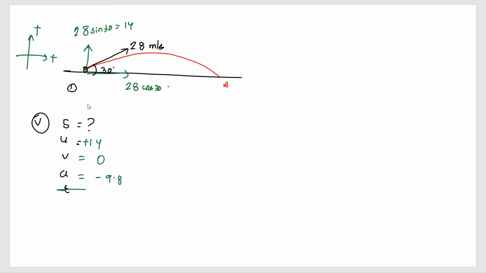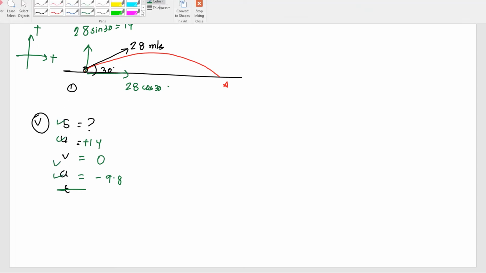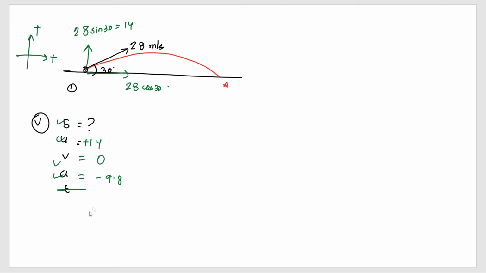We have to find a formula that uses S, U, V and A. From our list, we will see that the formula is V squared equals U squared plus 2AS. From there, we can find the value of S to be 10. So the maximum height, the maximum displacement, is 10 meters.